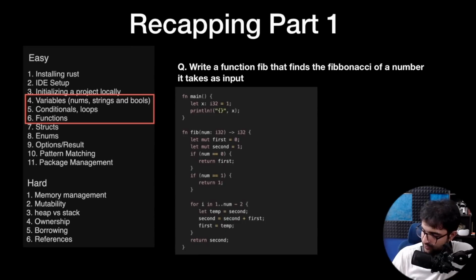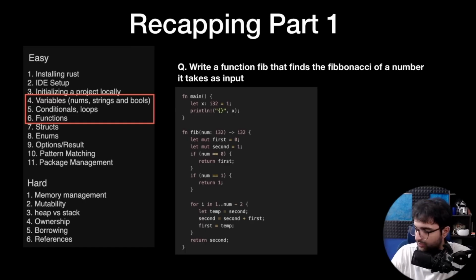And then after that, we basically run a for loop for i in 1..num minus 2. Go from 1 to num minus 2. Basically, this is the first answer, this is the second answer. And every answer after that, third, fourth, fifth, sixth, we calculate by running this for loop. And what do we do over here? We first create a temporary variable called temp.